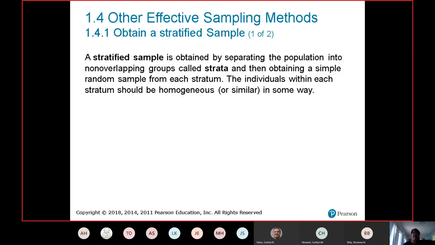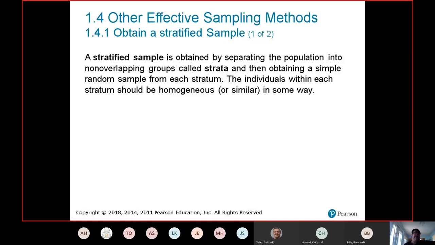And then obtaining a simple random sample from each stratum. What if I broke the class up into male and female? Would there be any overlaps? Lord, I hope not. Okay, male and female. There would be no overlaps.